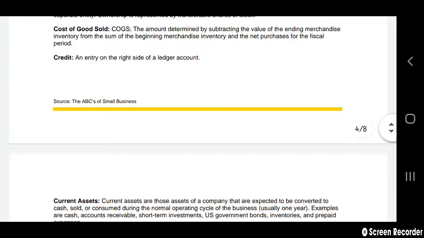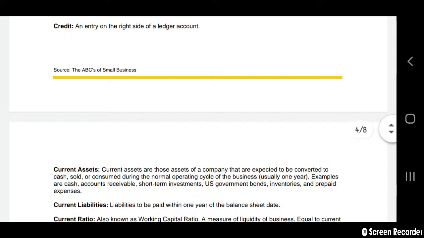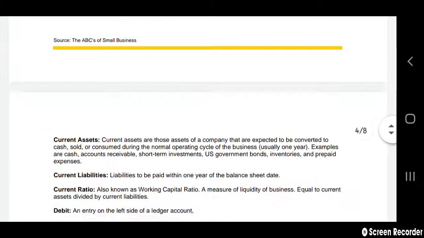Cost of goods sold, COGS. The amount we get by subtracting the value of ending merchandise inventory from the sum of the beginning merchandise inventory and the net purchases from the fiscal period is the cost of goods sold. Next, credit. An entry on the right side of the ledger account is the credit.